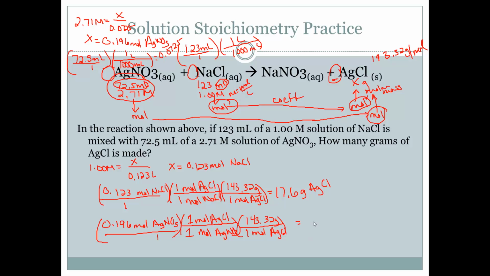28.09 grams. You pick the smaller of the two numbers because the other one will be in abundance. So NaCl is the limiting reagent, and that brings us to 17.6 grams of AgCl. We're going to have one more example.